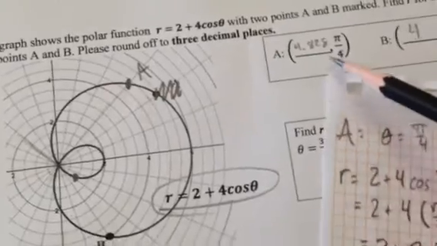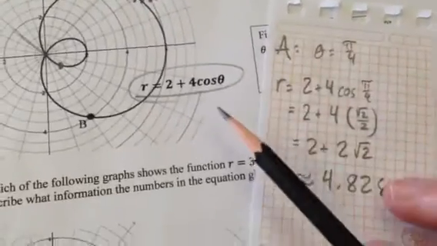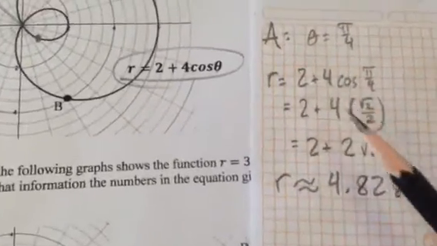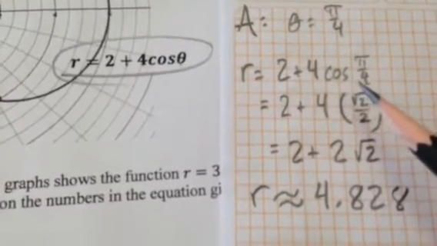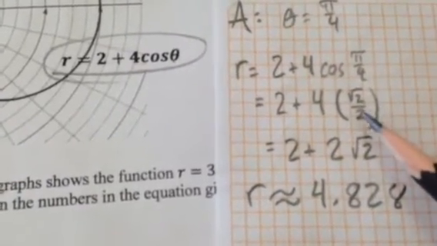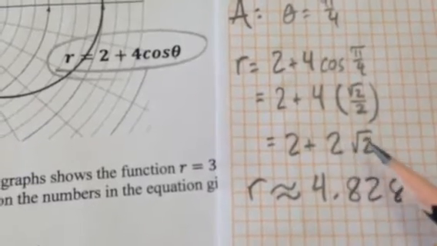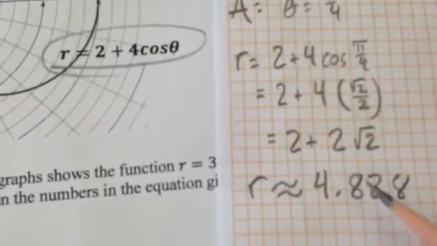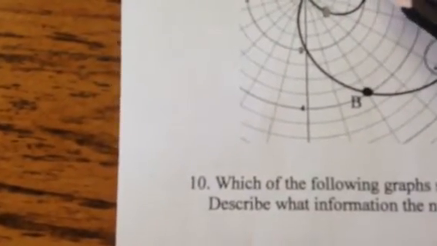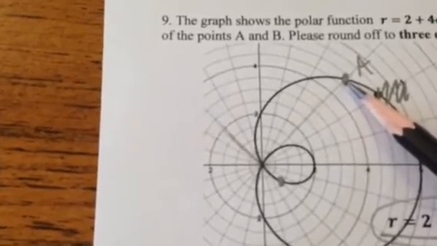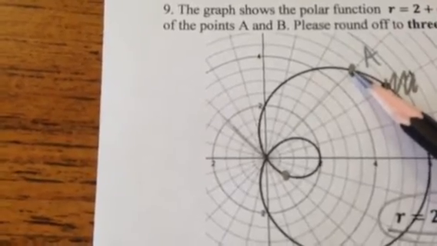But anyway, when I put pi over 4 into the equation, here's your equation, here's theta, all I do is just kind of work it out. Just do the number crunching. The cosine of pi over 4 is root 2 over 2. 4 times that is 2 root 2. 2 plus that is about 4.828. So that's my r value right there. Okay? Yeah, that's about right. 4.828, just a little bit under 5. Oops, there we go. And now you can see it. There's my new point A.